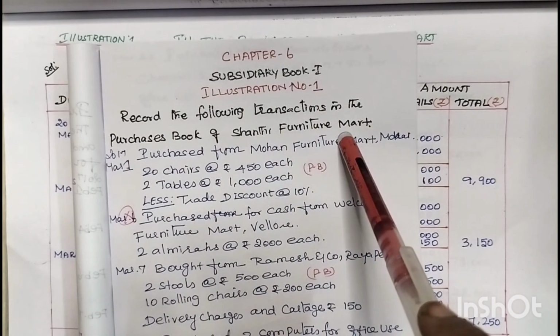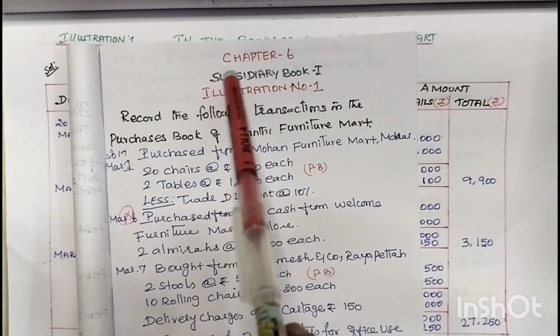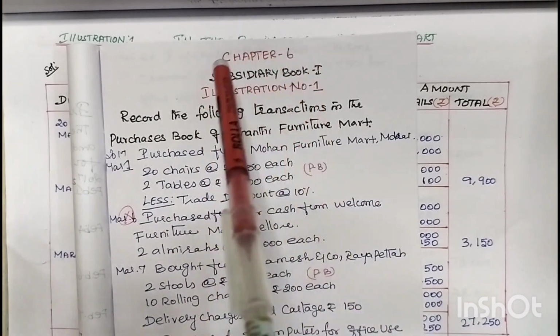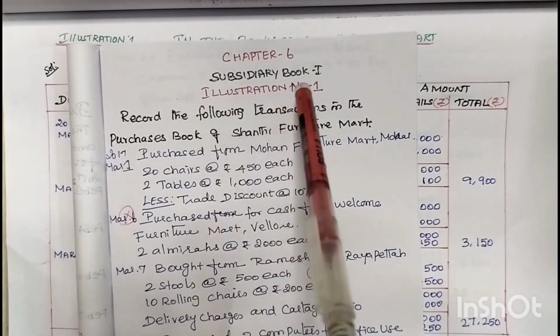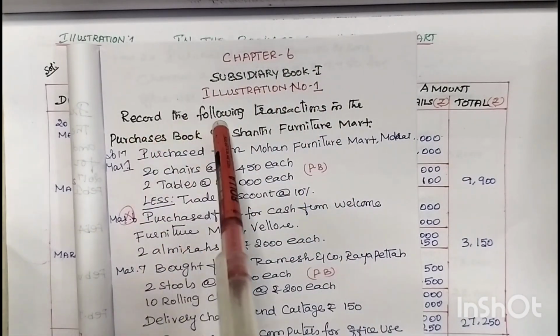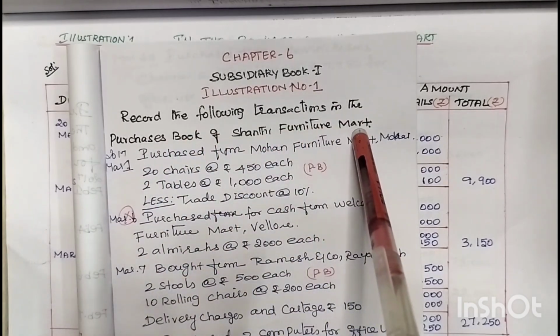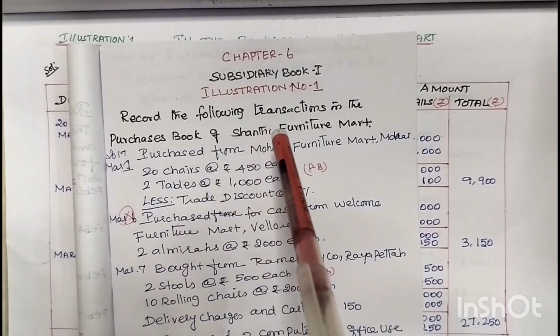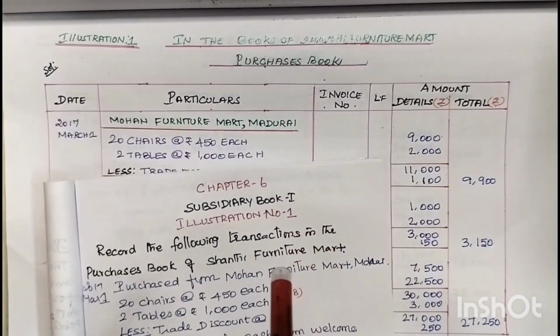In this video we are going to learn about 11th Standard Accountancy, Chapter 6, Subsidiary Book 1, Illustration number 1. Record the following transactions in the purchases book of Shanti Furniture Mart. So we are going to prepare the purchases book. The format of the purchases book.